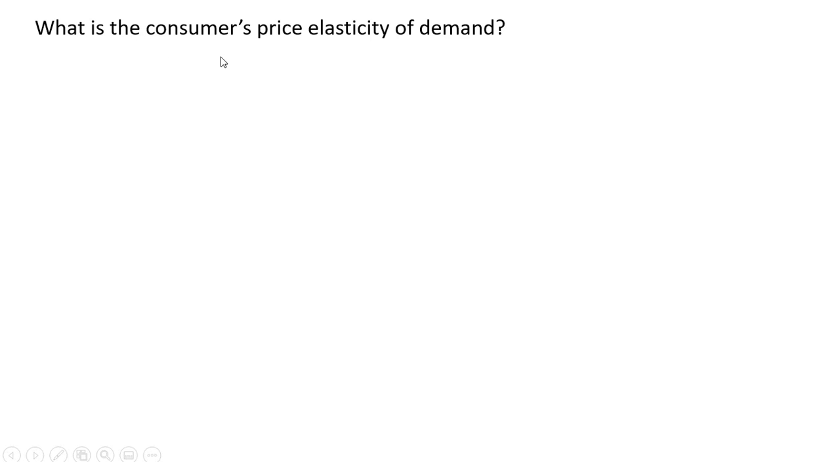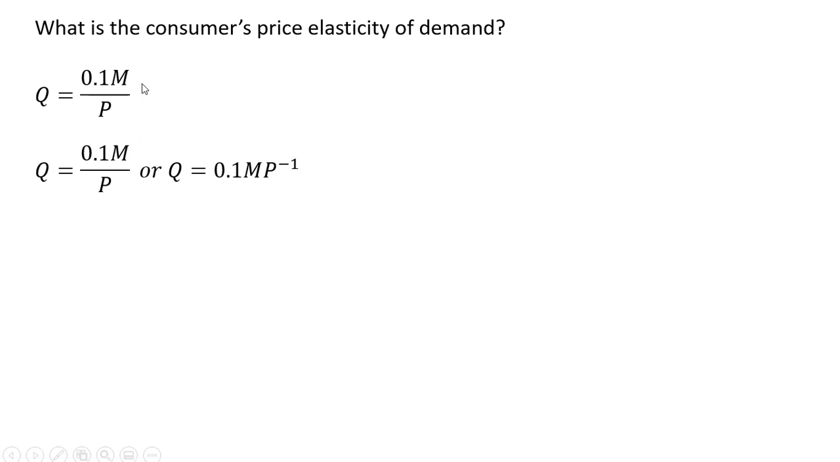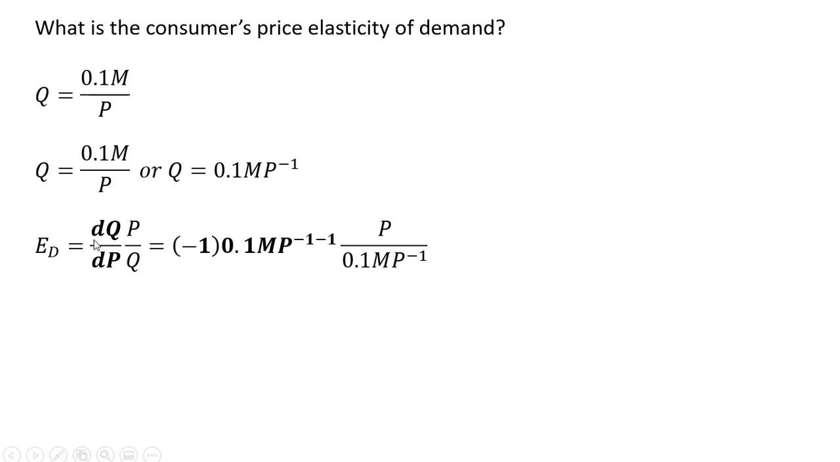All right, next, what is the consumer's price elasticity of demand? So here's the consumer's demand equation that we solved for earlier. We could rewrite it by moving this P into the numerator. So therefore, demand equals the following. Now P is raised to the -1 power after moving it into the numerator. And we need to take the derivative of this demand equation with respect to price and then multiply it by the ratio of price to quantity. So we need three things: the derivative, and then the ratio of price to quantity.